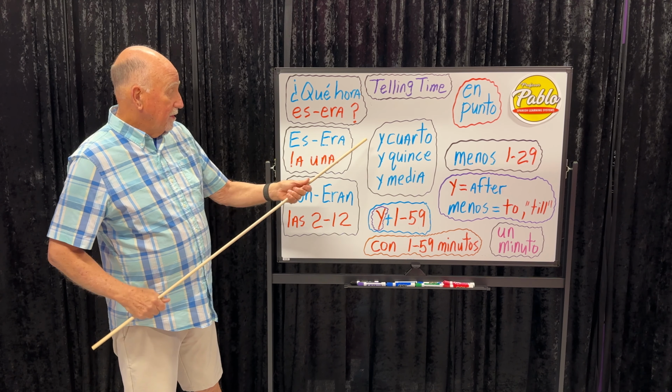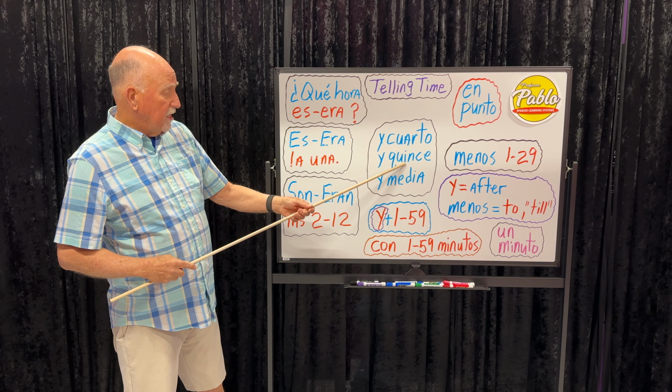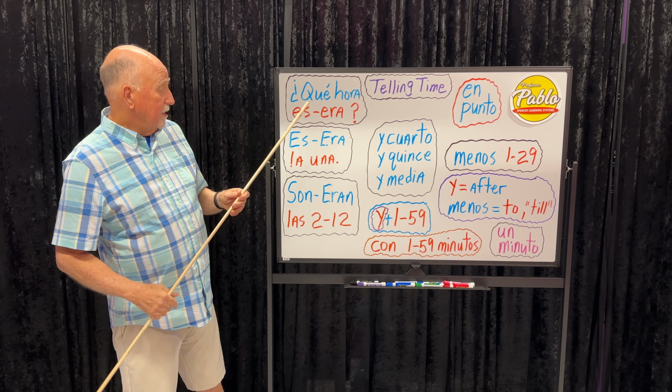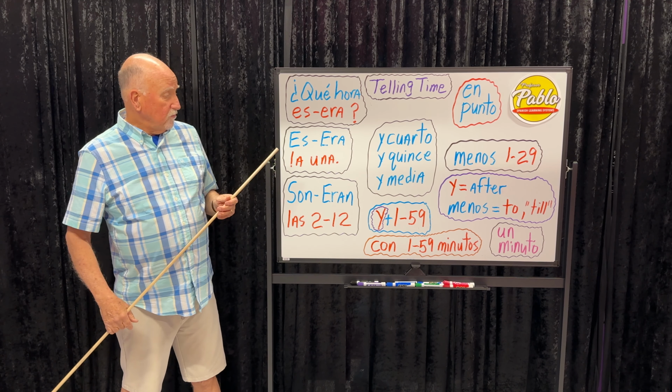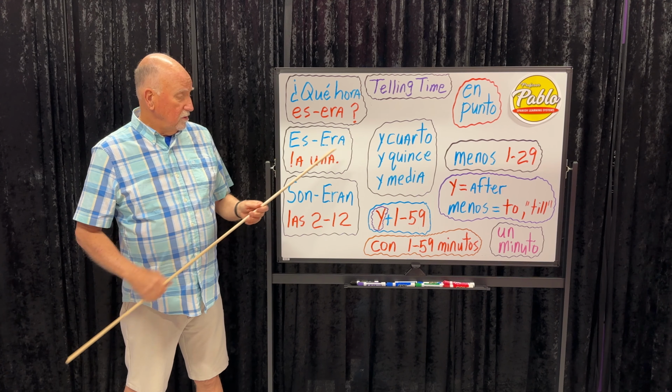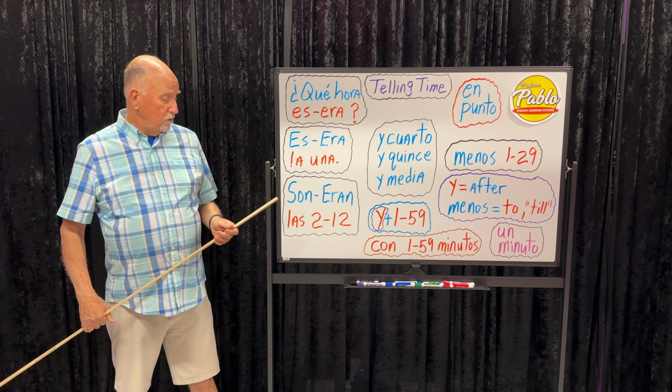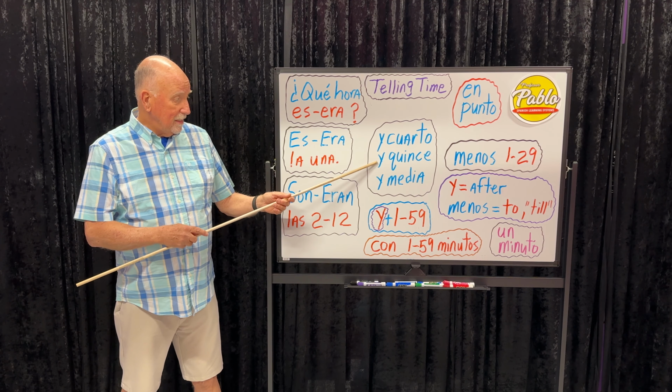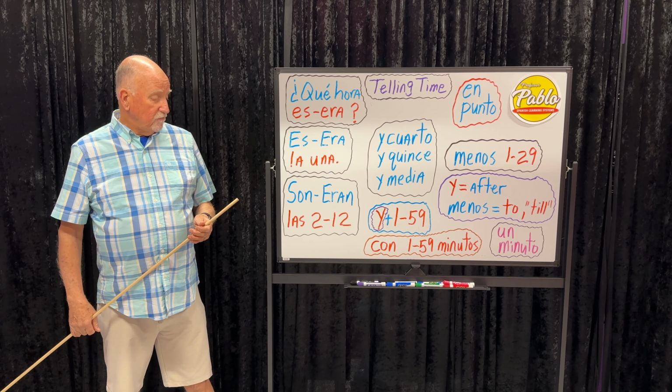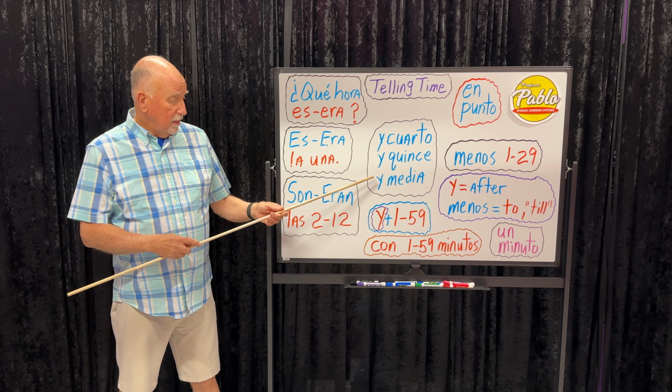Over here, a quarter after, 15 after, and 30. It's a quarter after 1, es la 1:15. It's 15 after 2, son las 2:15. It's 5:30, son las 5:30.